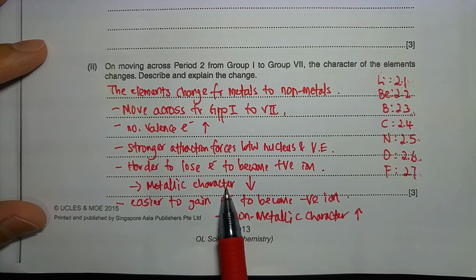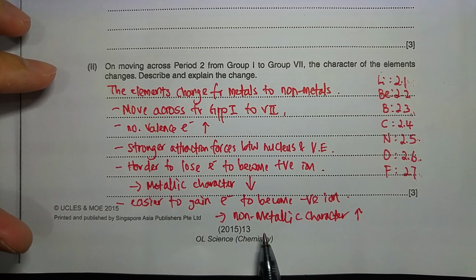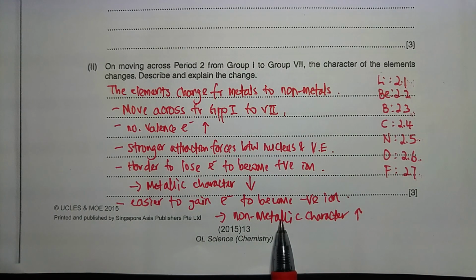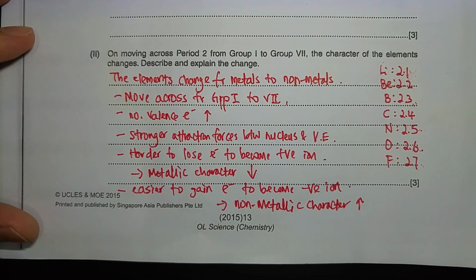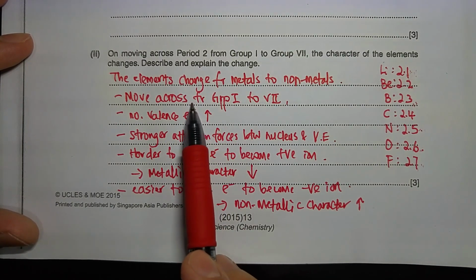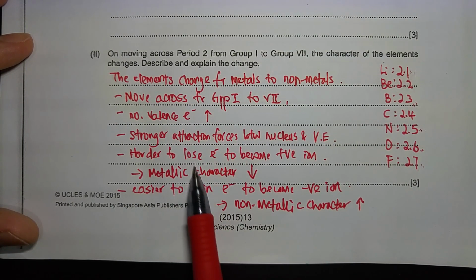See, metallic character depends on how easy it is to lose valence electron to become positive ion. When it is very easy to lose, very metallic. Non-metallic character depends on how easy it is to gain electron to become negative ion. If it is very easy to gain, non-metallic character increases very high. So this would be your explanation. So all you need to do is just to join all these sentences together.